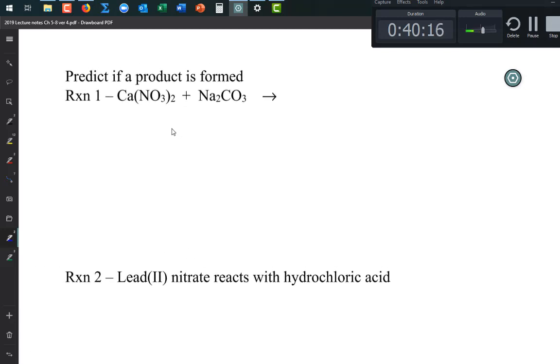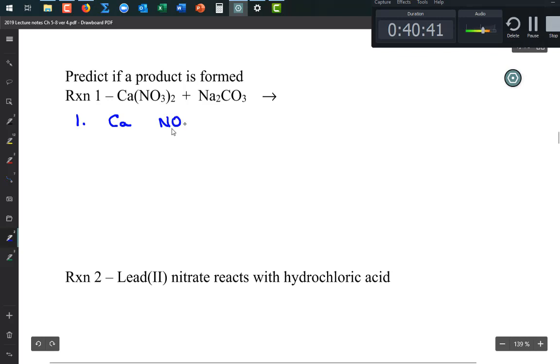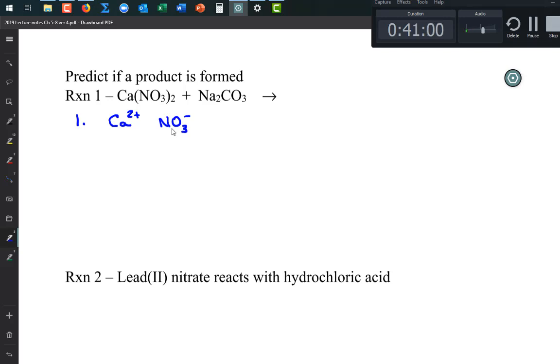So calcium nitrate and sodium carbonate. First step is we're going to break up the reactants into their ions. So what's the calcium ion's charge? We're going to write out calcium, and nitrate. I'm not writing the subscripts, I'm just writing the ions. But I don't have the charges, so somebody's got to help me. 2+ for the calcium, because it's group 2 on the periodic table. And the nitrate's -1, because you memorized it last week. That was yesterday.